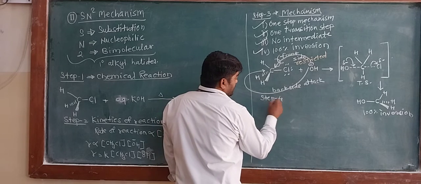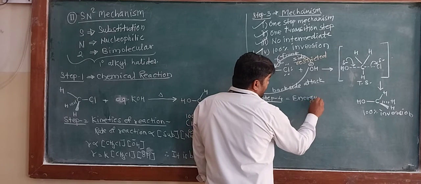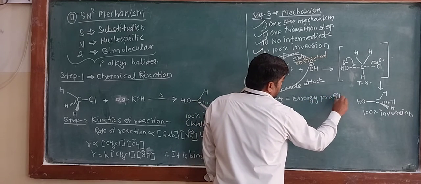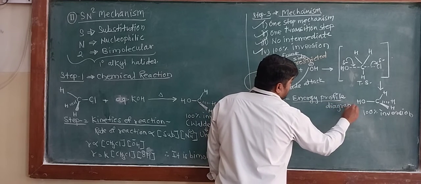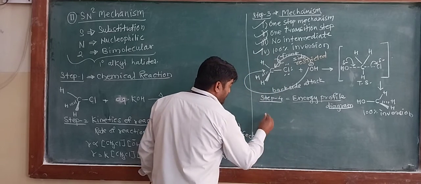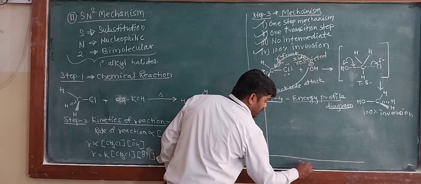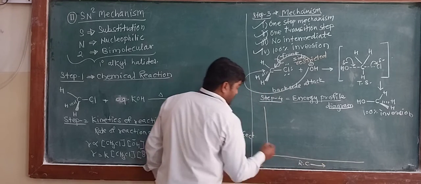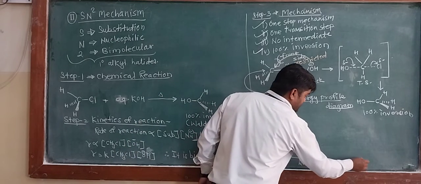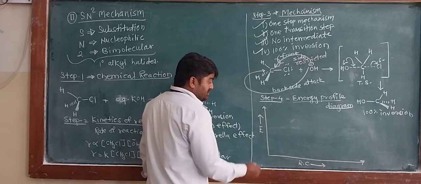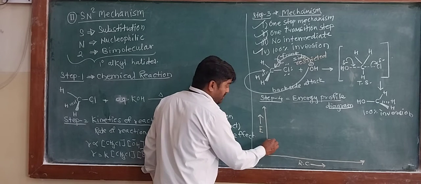Step 4 is the energy profile diagram. In the energy profile diagram, a graph is plotted between reaction coordinate and energy, so potential energy. Right, this is the x-axis, y-axis. Suppose here are the energies of the reactant, the substrate and the nucleophile.